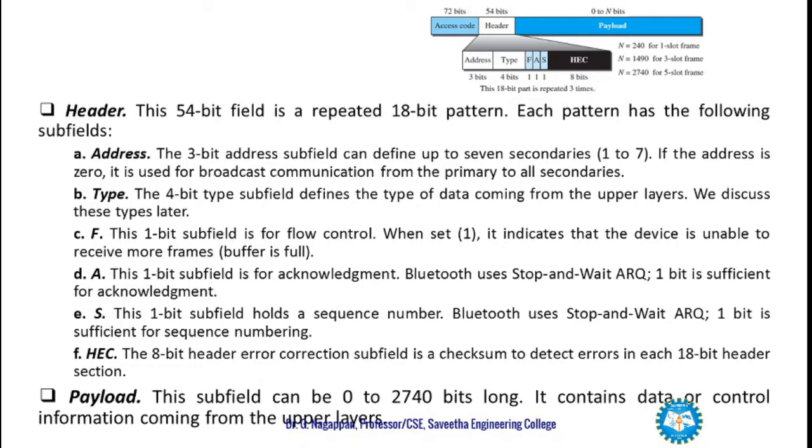A: this subfield is for acknowledgement. Bluetooth uses stop and wait ARQ, so 1 bit is sufficient for acknowledgement. S: a 1 bit subfield holds a sequence number. Bluetooth uses stop and wait ARQ, so 1 bit is sufficient for sequence numbering also. And HEC, an 8-bit header error correction subfield, is a checksum to detect errors in each 18-bit header section. So this is how the header is being split.